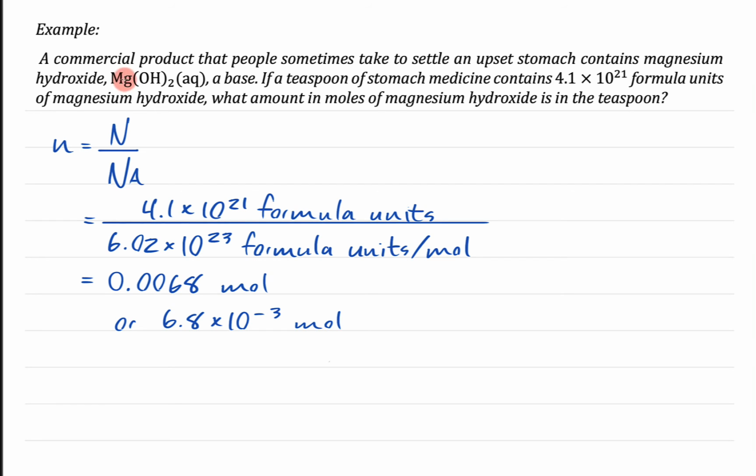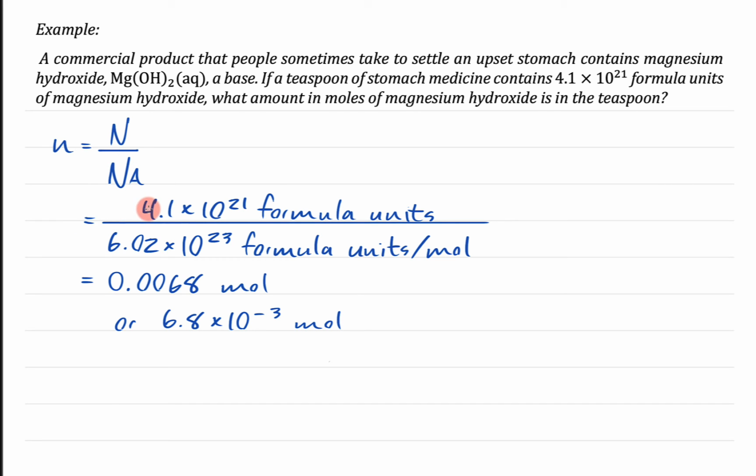So yes, the question is, if in a teaspoon of stomach medicine, you have 4.1 times 10 to the 21 formula units, what amount in moles would you have in the teaspoon? And so to solve this, we just make use of the relationship that we saw earlier. Okay, so the relationship is that the number of moles equals the number of particles divided by Avogadro's constant.